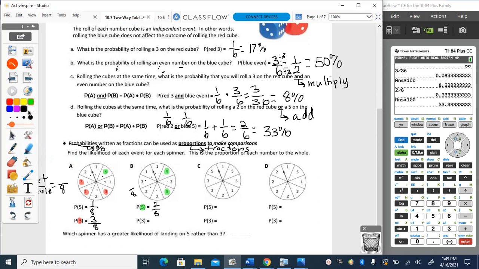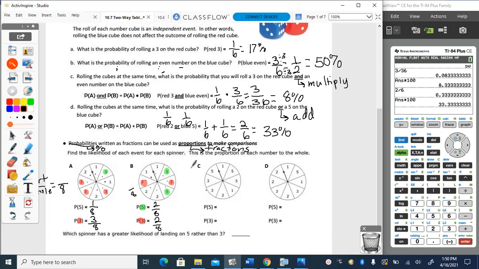Now let's check the next one. We have the probability of spinning a 3. How many 3s do we have? 1, 2. So this one also has a probability of 2 over 8. So if they're both 2 over 8, they have an even chance of rolling either.